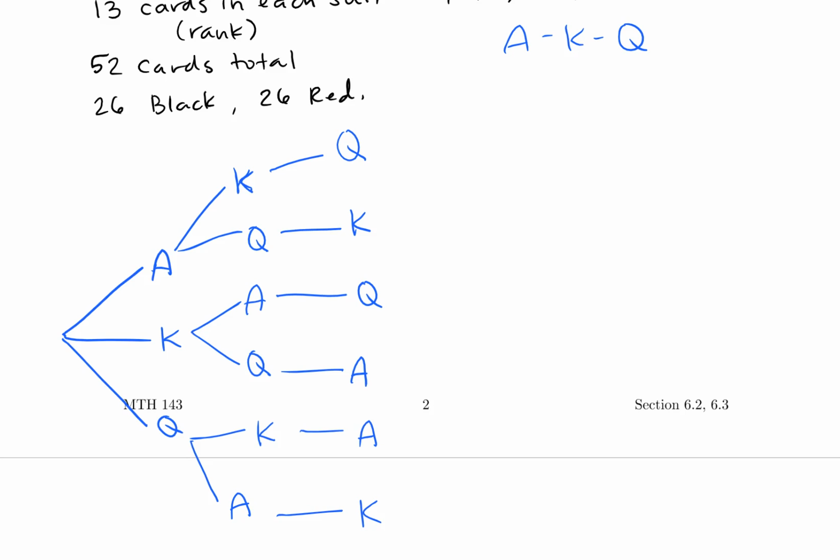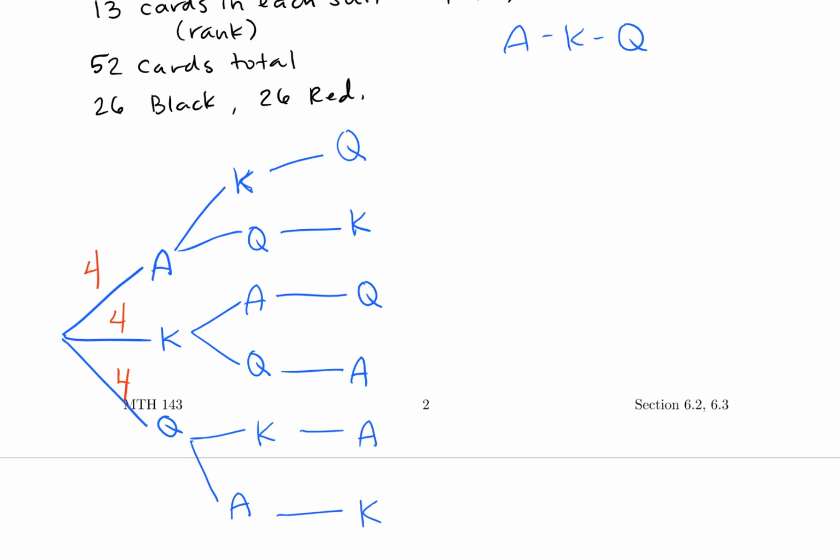So now what we want to do is fill in all of the different, how many ways could we get that card at each step? So at the first step, how many different ways could I draw an ace? Well, there are 4 aces in the deck, so there are 4 ways that we could pull an ace. Same thing for the king and the same thing for the queen. So there are 4 options for me to pull a queen.